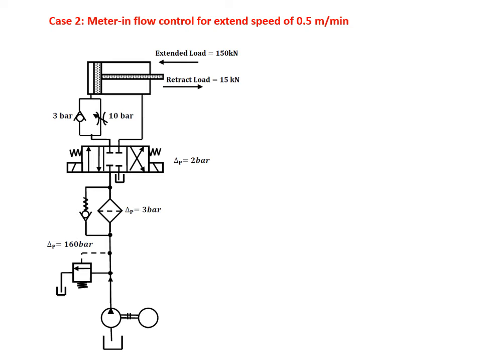Students, let us continue the previous numerical. In this particular lecture we are considering an actuator. The extension force required is 150 kilonewton, retraction is 50 kilonewton. There is a pressure relief valve and a flow control valve. The drop at FCV is around 10 bar.